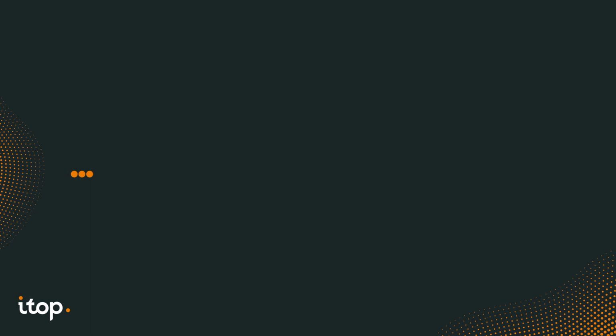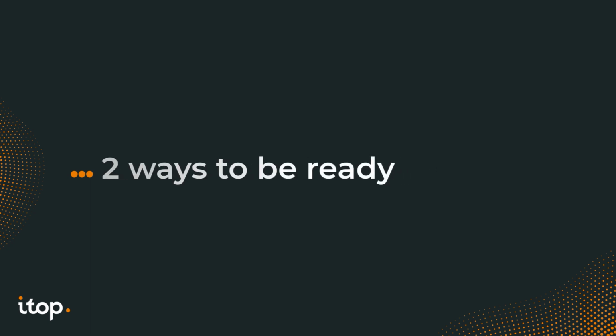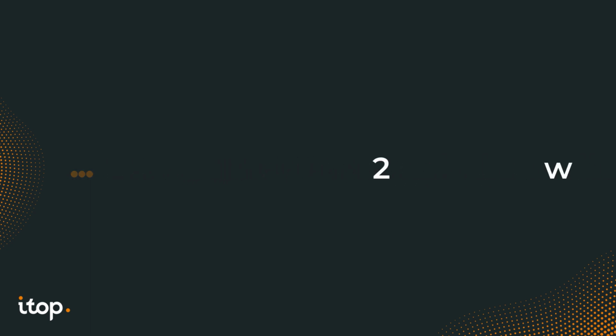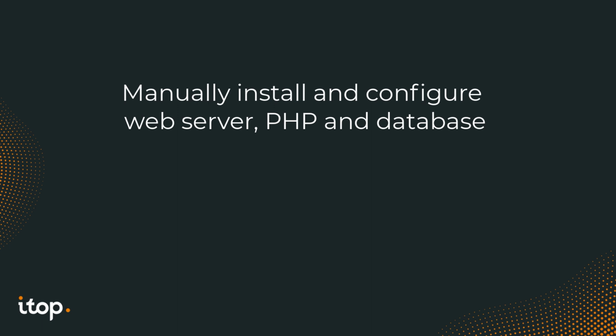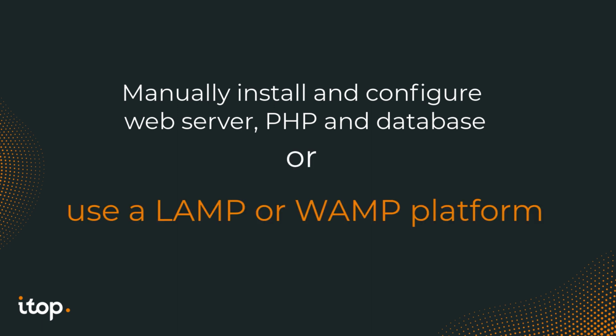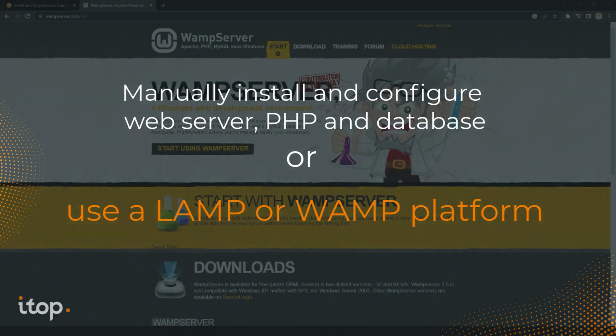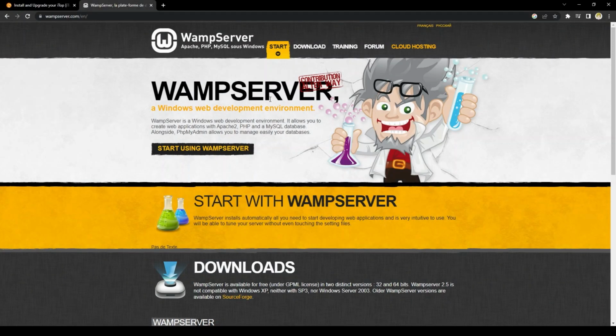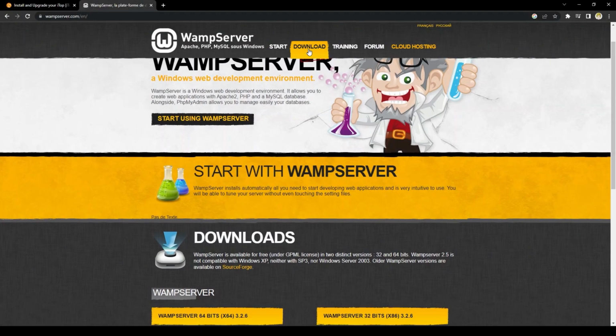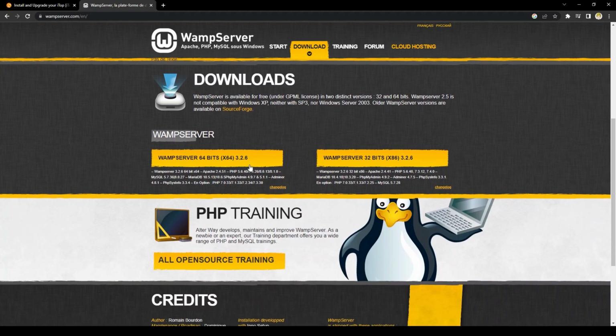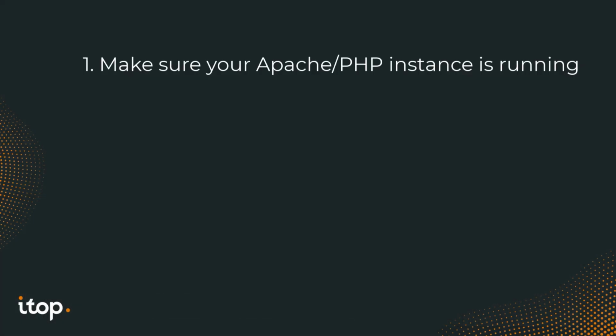There are two ways to get ready before installing iTop. You can install PHP, Apache, and MySQL manually, or download and install WAMP Server. In this case, WAMP Server has to be switched on before you launch iTop. Then, make sure your Apache and PHP instance is up and running.